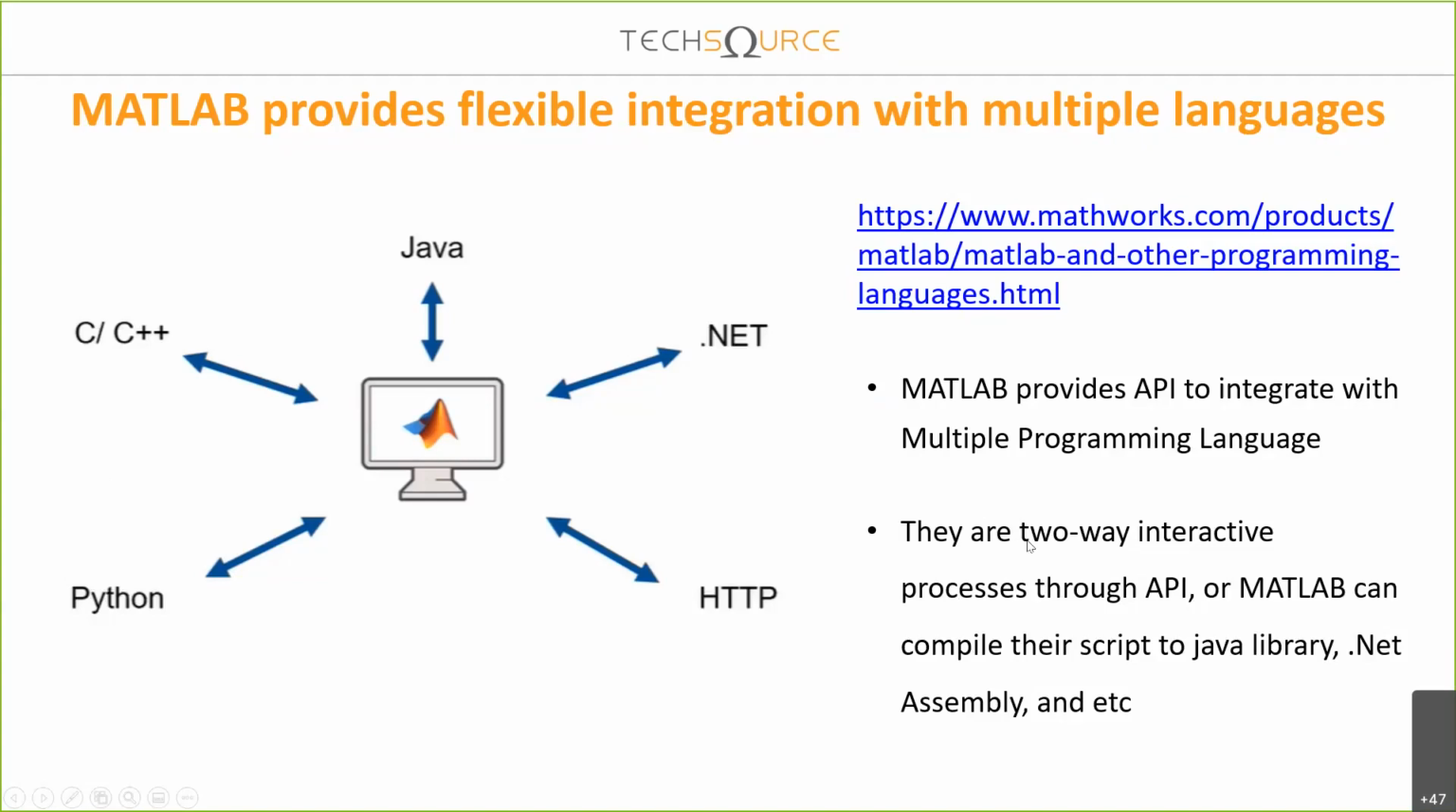There is a two-way interactive process through the API, where you can pass information to .NET and .NET can pass information back to MATLAB. Or MATLAB can compile the script into a library. You can compile the script to a Java library, a .NET assembly, or a Python package. If you compile the script into a library or package, the server machine is free from the MATLAB license. You don't need a MATLAB license to run the library or the packages. As you go deeper, you will have a better picture of what I'm talking about.